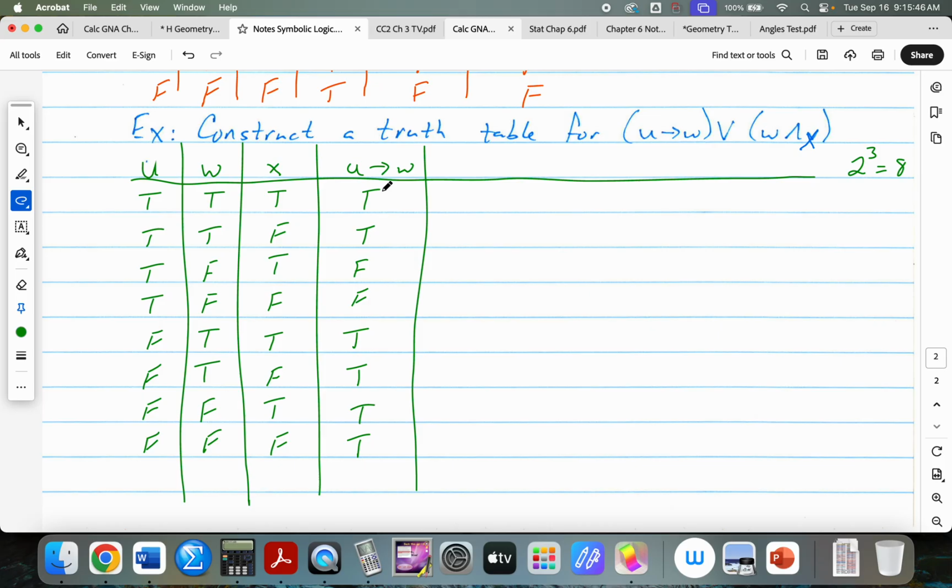All right, what do I want to do next? W and X. It's not or, it's and, right? Just remember it looks like that capital A. What has to be true for that statement to be true? Both W and X have to be true. So this is true, that's false, this is false, this is false, and then the same thing happens down here. This is true, false, false, and false.